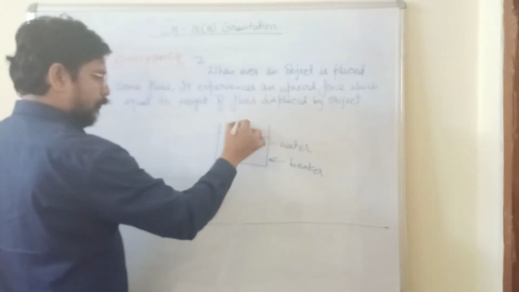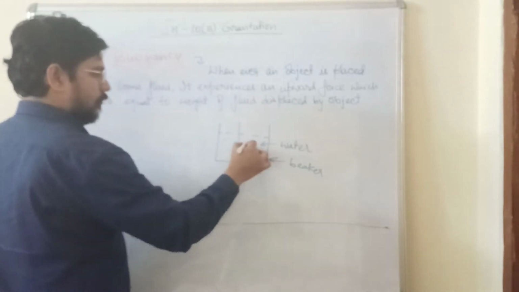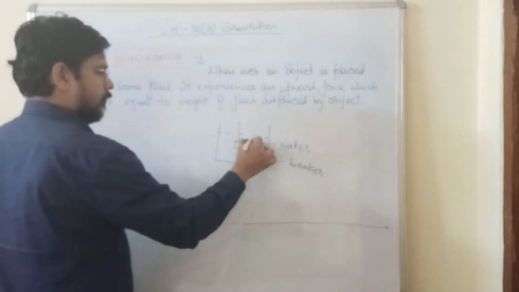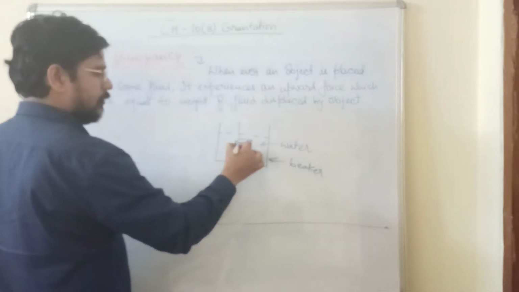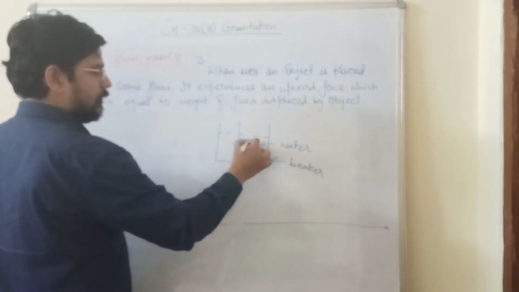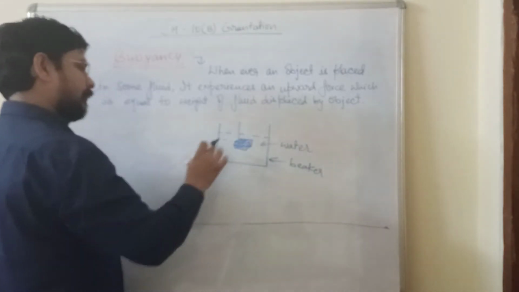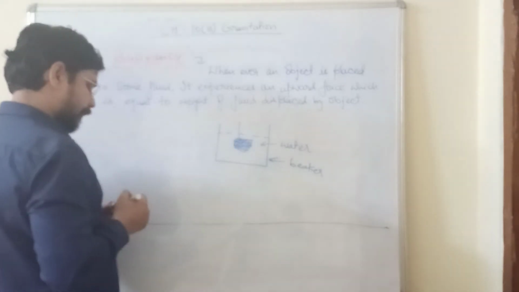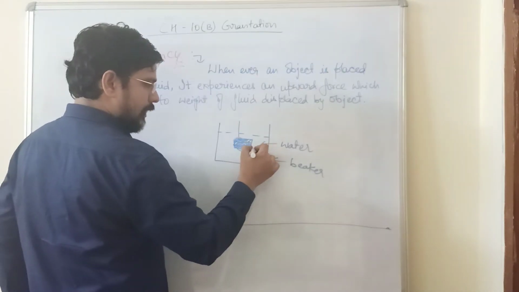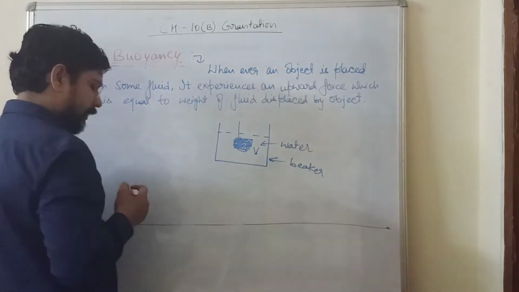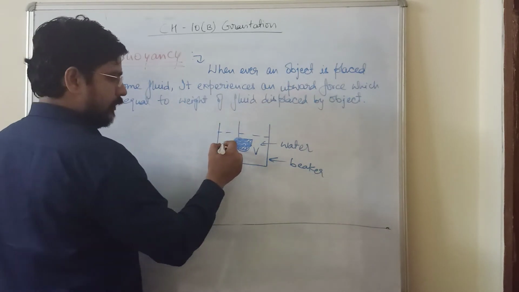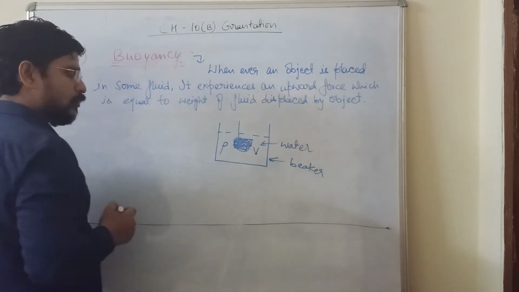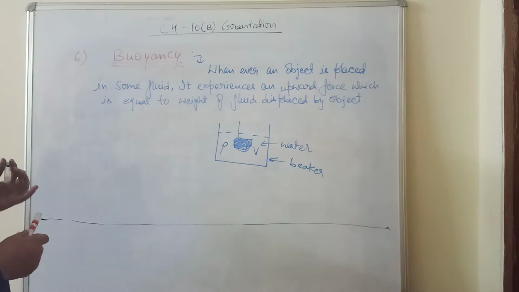If you put a metal cube in this, obviously it will sink, it is heavy, so we tie it to a rope. This metal cube has volume V, it is inside this fluid, and the density of the fluid is rho. So what is the buoyancy here?